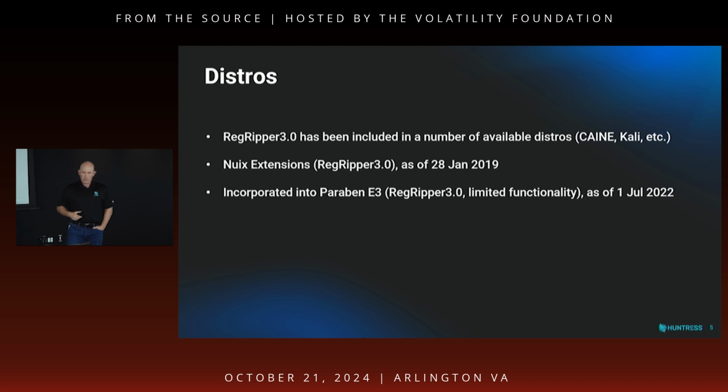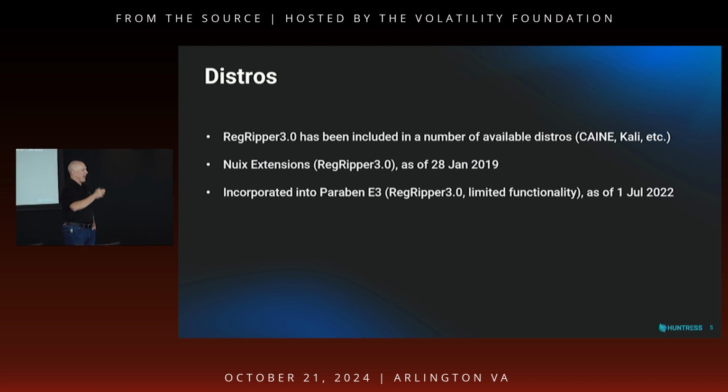Now, I mentioned RegRipper 3. It's an older version, but it has appeared in multiple distributions over time. It's in Kane, Kali, a couple of others. I don't want to bore you with a complete list. You can look that up. When I was working at Nuix with Chris Pogue, I worked with a couple of developers to add extensions to both RegRipper and Yara into the workstation product.